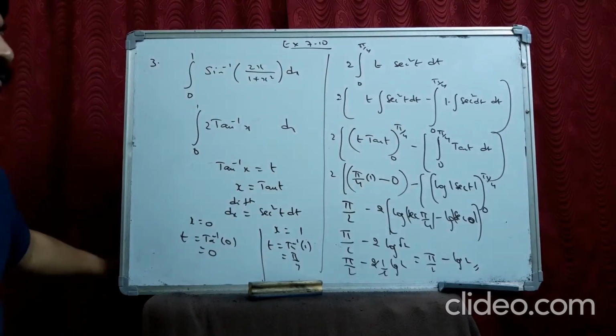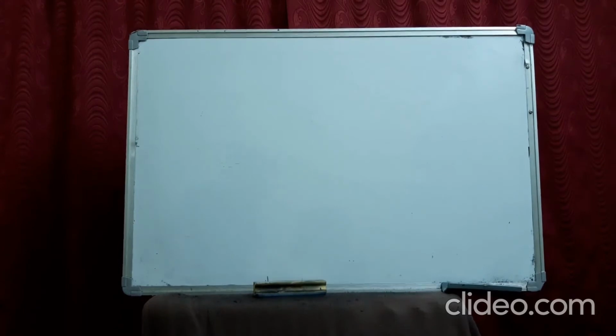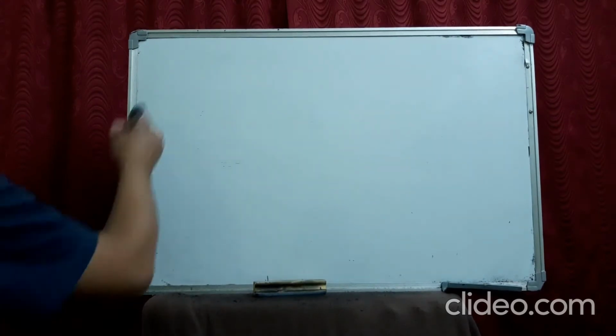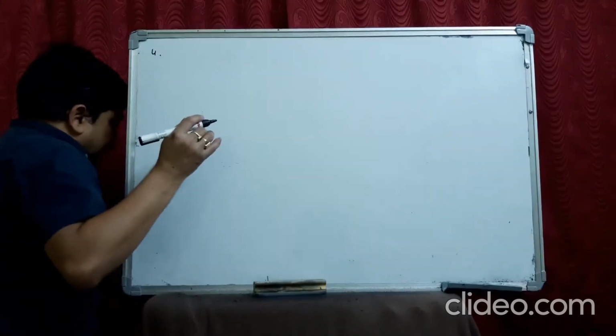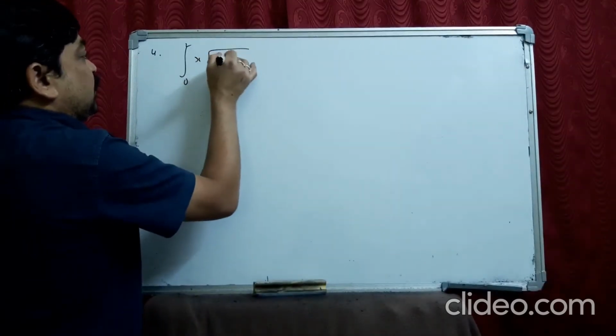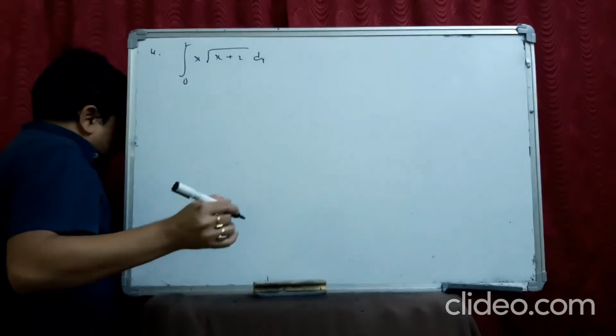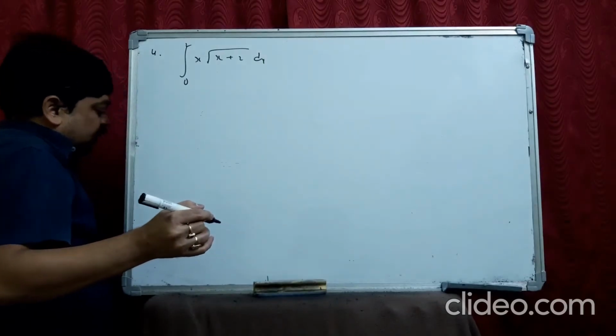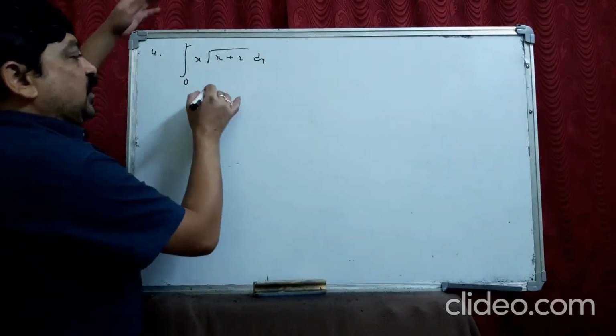Perfect. See the fourth question. Integration 0 to 2 of x into root x plus 2 dx. Here the hint is also given. Let's go with that only.